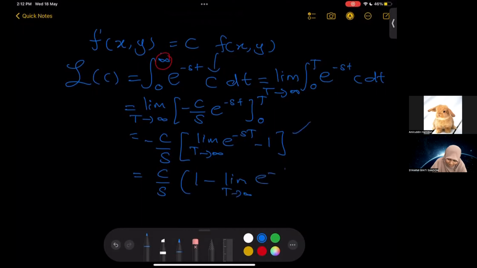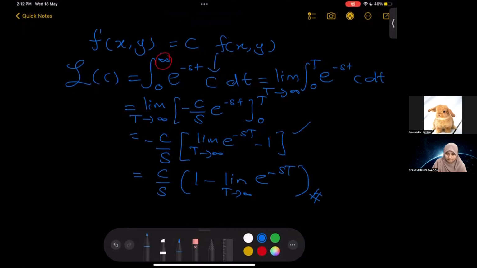Okay, so we have this. This is the Laplace transform of the function f, which is c, a constant. This is the Laplace transform of a function. If you know c, and we know what s is, you can calculate this Laplace transform.